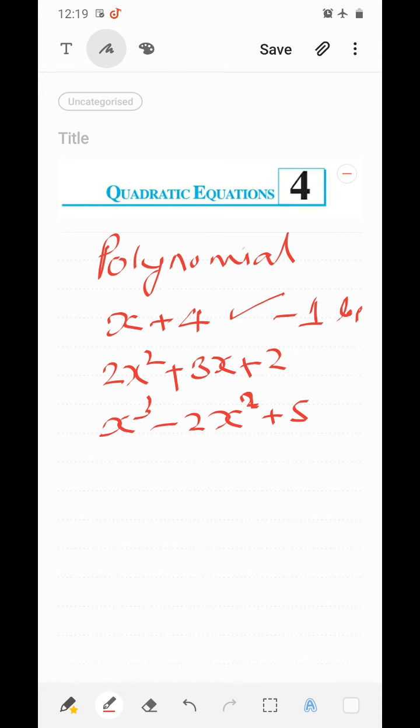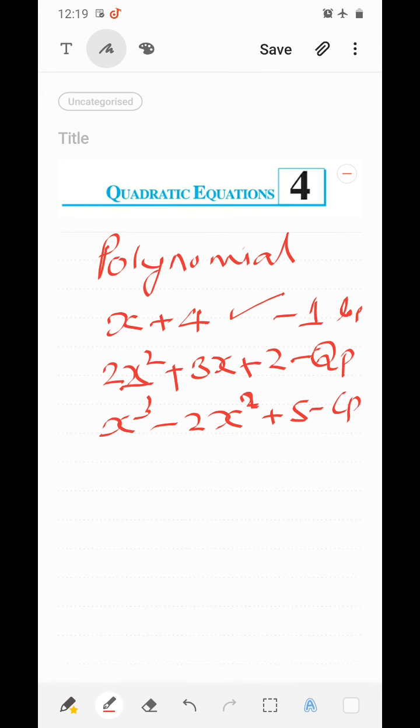Second one. Here the variable is x and the greatest power of the variable is 2. So the degree of this polynomial is 2 and this is a quadratic polynomial. What about the third one? The degree of the third polynomial is 3. So this is a cubic polynomial. All this we have discussed already.